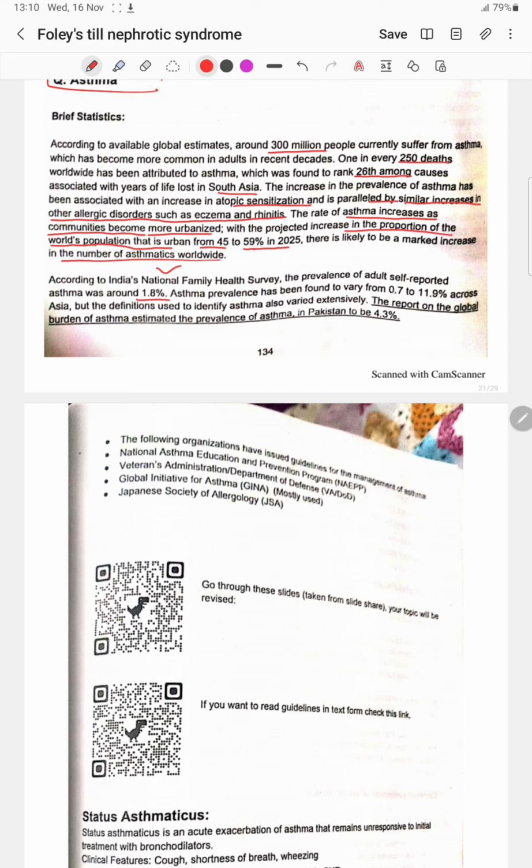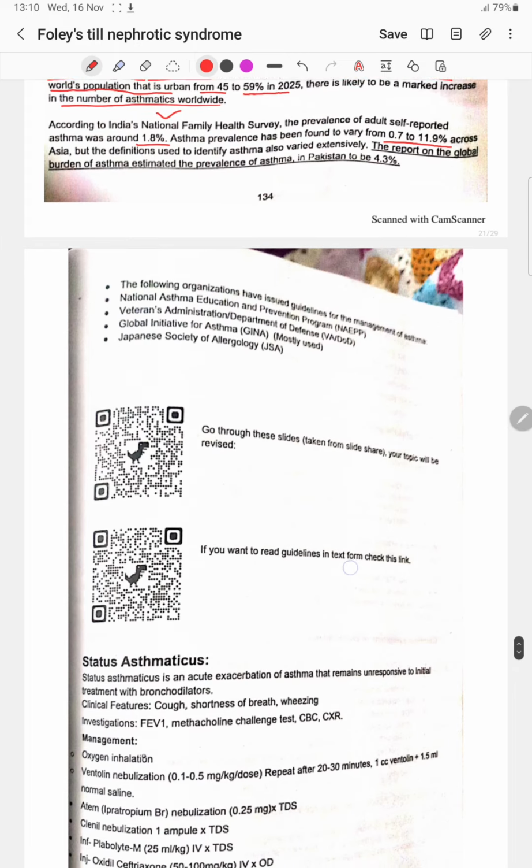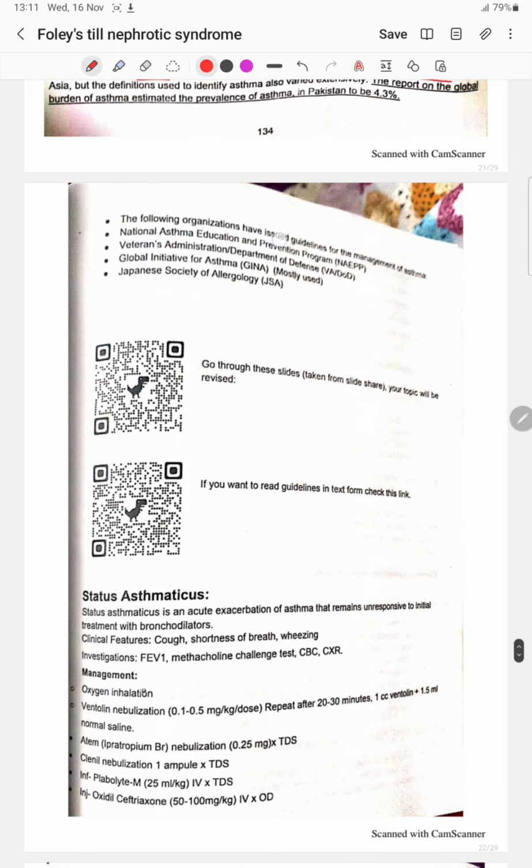Asthma prevalence has been found to vary from 0.7 to 11.9% across Asia, but the definitions used to identify asthma also varied extensively. The report on the global burden of asthma estimated the prevalence of asthma in Pakistan to be 4.3%. The following organizations have issued guidelines for the management of asthma: the National Asthma Education and Prevention Program, the Veterans Administration Department of Defense, the Global Initiative for Asthma (GINA), which is mostly used, and the Japanese Society of Allergology (JSA).